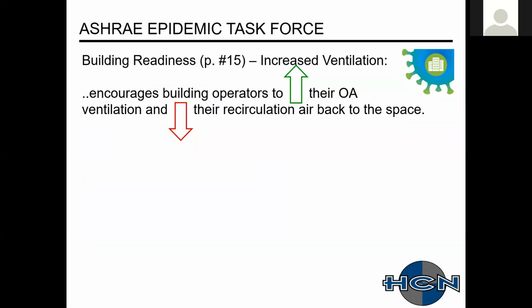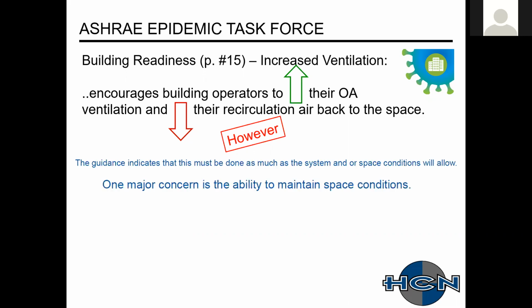All right. So reading from page number 15 in the building readiness, increased ventilation encourages building operators to increase their outside air ventilation and reduce the recirculation air back into the space. But once again, they have a little catch-all. The next two sentences are just a snapshot from that guideline. The guidance indicates that this must be done as much as the system or space conditions will allow. And one major concern is the ability to maintain space conditions.